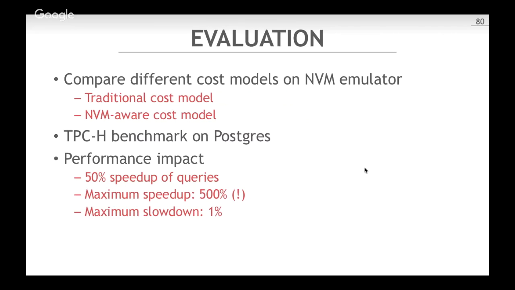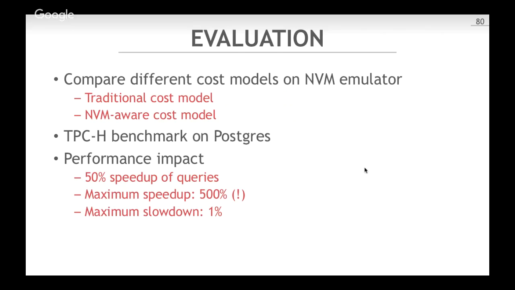So in the work done, I think, in Germany, they built a new cost model in Postgres that was NVM aware, and they ran this on the NVM emulator. They wanted to compare the query plans generated by Postgres using the traditional Postgres model, which is based around the cost of page access on disk, versus this new NVM-aware one. And they ran the TPC-H benchmark to see what the performance differences are for the query plans they generate.